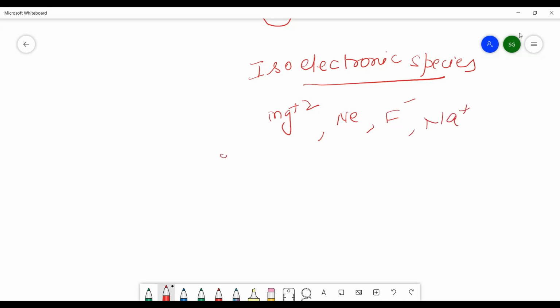Now you can calculate the number of electrons and the number of protons in all the cases. The number of protons, that is the atomic number, is 12 here, 10 here, 9 here, and for sodium it is 11. Now if you find the number of electrons, for Mg2+ it is 12 minus 2, which comes out to be 10. There is no change in the number of electrons as it is the neutral one. Here we add 1 electron to 9, so we get 10. And for Na+ we remove 1 electron, so we get 10.